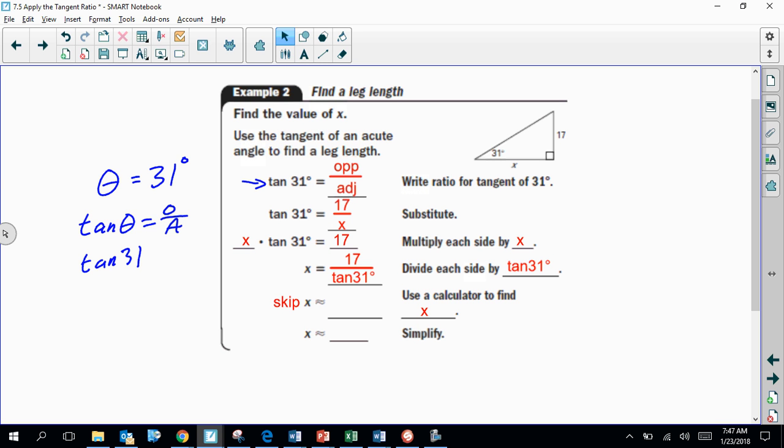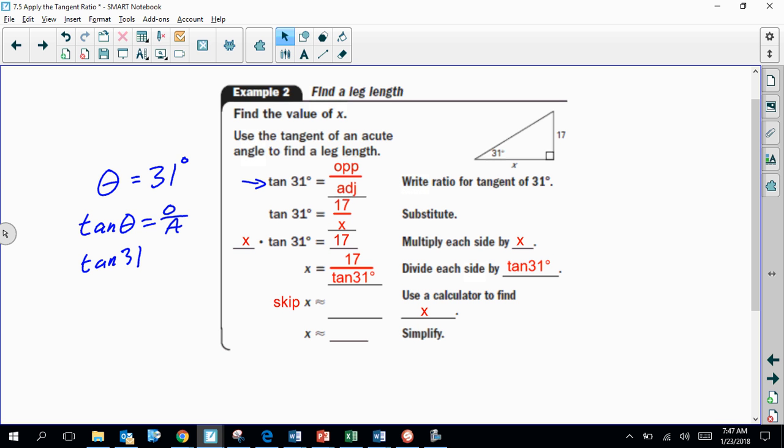Now this is where, way back in the day, we would have to refer to a trig table and see what tangent of 31 simplifies to be. What is that decimal number? And then we would say 17 divided by whatever that decimal number is. Well, since we have calculators, we're not going to use that decimal number. On the calculator, you're just going to say 17 divided by tangent of 31.